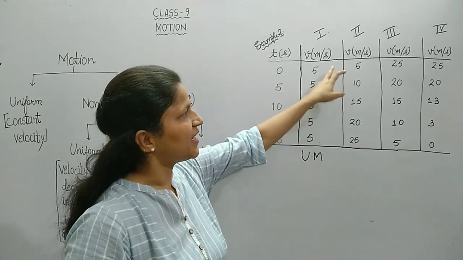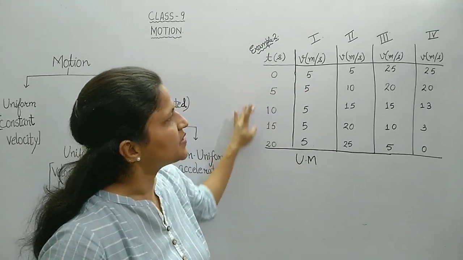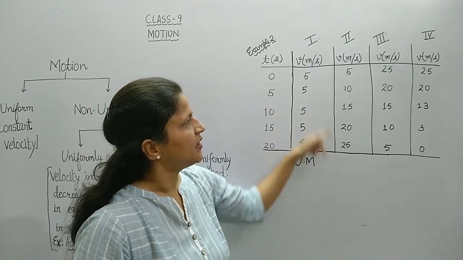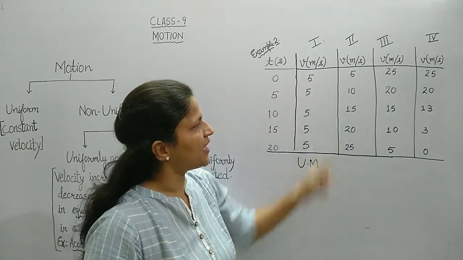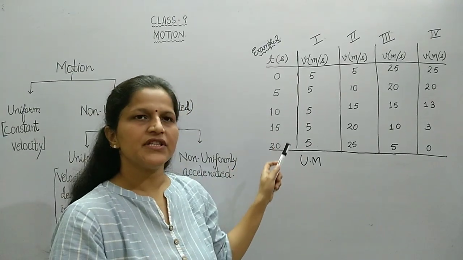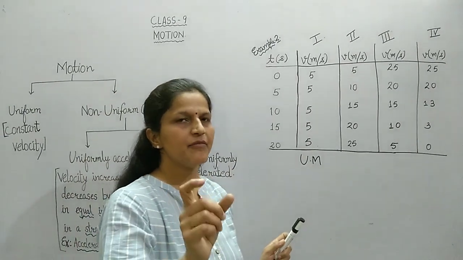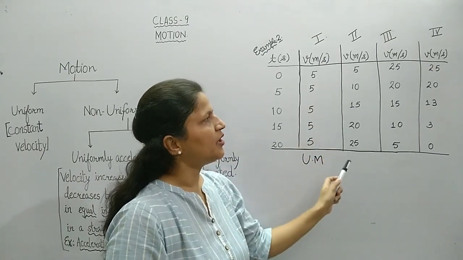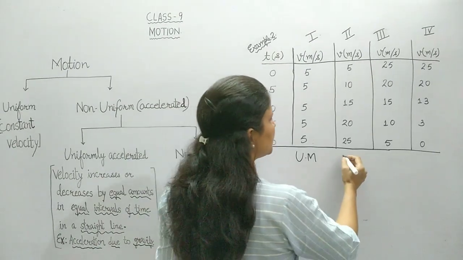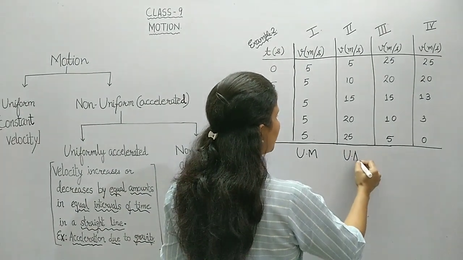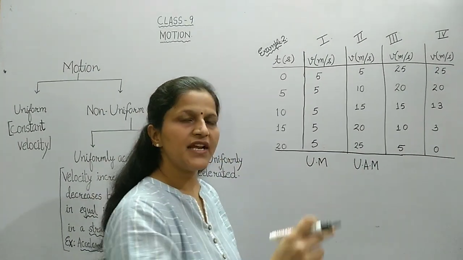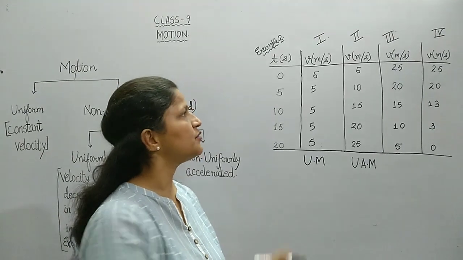Let us see the second example. At different times, we see that the velocity is increasing by equal amounts. It is increasing from 5 to 10, then 10 to 15 and so on. So in every 5 seconds, the velocity is increasing by an amount of 5 meter per second. So this is an example of uniformly accelerated motion, where I have already told you that the motion is taking place in a straight line. So this is an example of uniformly accelerated motion where the velocity is increasing by equal amounts in equal intervals of time.